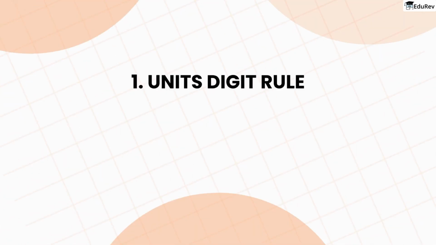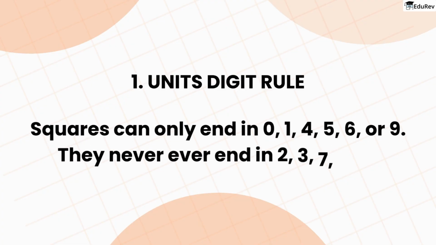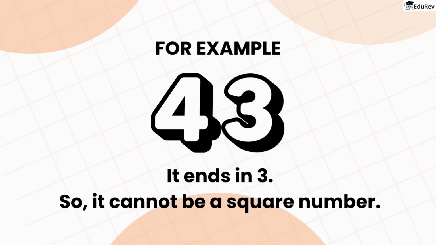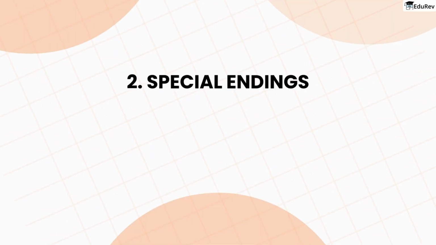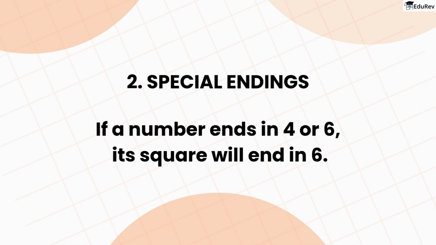First, let's look at the units digit rule. Squares can only end in 0, 1, 4, 5, 6, or 9. They never ever end in 2, 3, 7, or 8. For example, take the number 43. It ends in 3, so it cannot be a square. Now, special endings. If a number ends in 1 or 9, its square will also end in 1. If a number ends in 4 or 6, its square will end in 6.